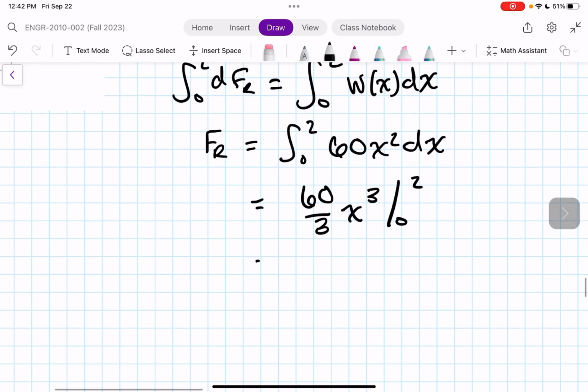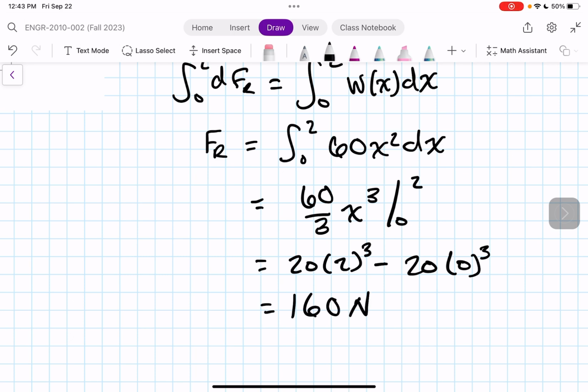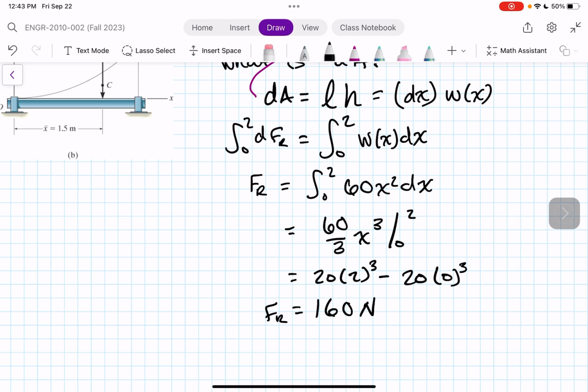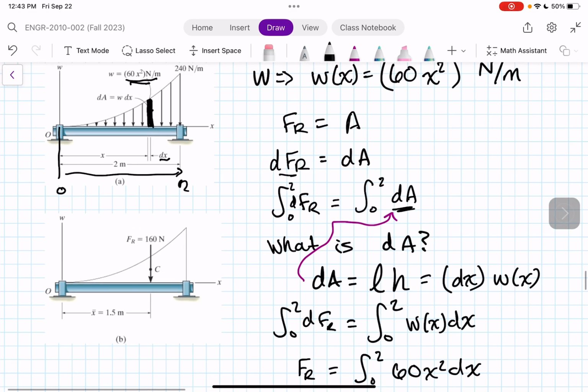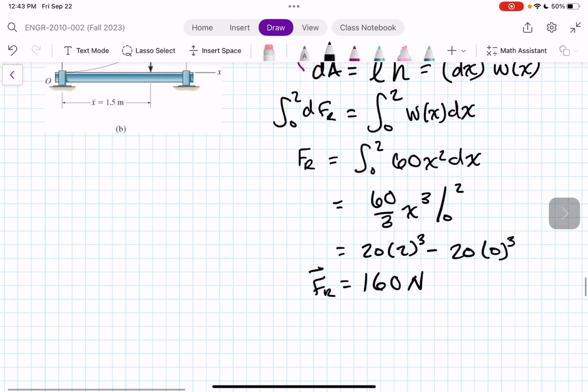If we simplify, we get 20 times 2 to the power of 3 minus 20 times 0 to the power of 3. That's how you do integration. Our result ends up being 160 newtons, and this is the resultant force. If this was a vector, we know it's going down because that's the direction of the distributed force, so this would be negative 160 newtons in the j direction.